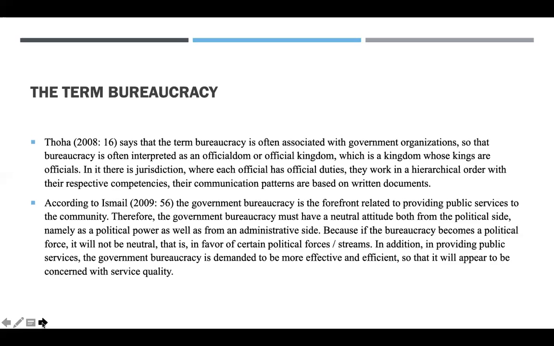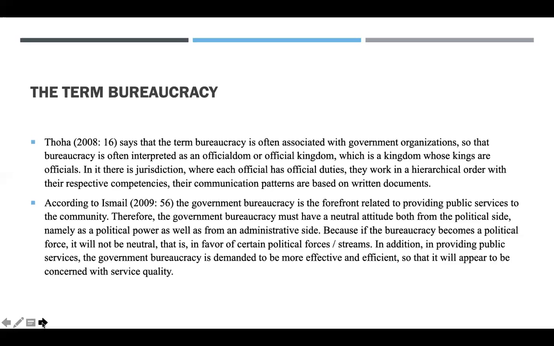So that's the bureaucracy. And according to Ismail 2009, the government bureaucracy is the forefront related to providing public services to the community. Therefore, the government bureaucracy must have a neutral attitude, both from the political side, namely as a political power, as well as from the administrative side.